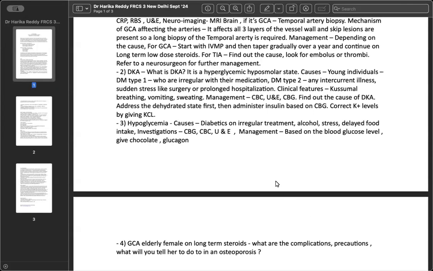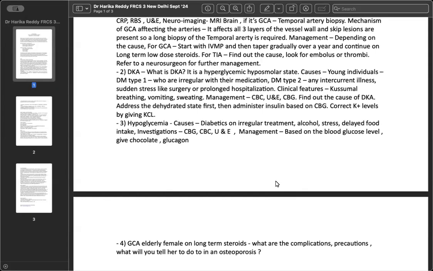Then again, this was the DKA. It was actually a scenario, and the diagnosis was what I told, DKA. Let me try and recollect. I think it was a 50-year-old man who had increased hyperglycemia, and then he fell down, and the patient had rapid breathing and sweating and all that. What is the diagnosis? I told him it was diabetic ketoacidosis, and he asked me what exactly it is.